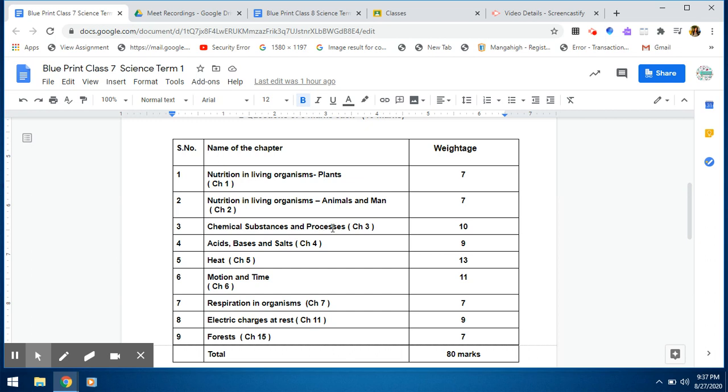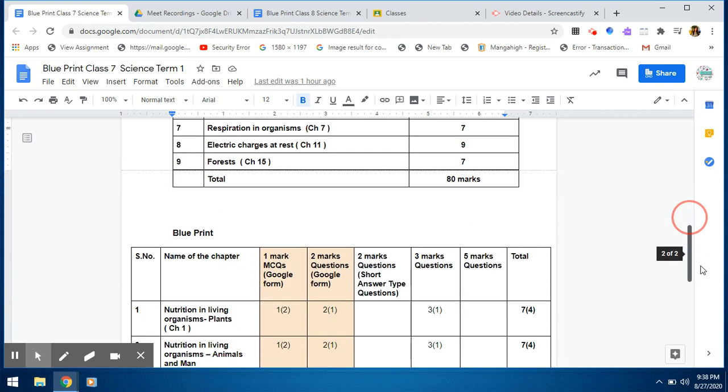Chemical substances and processes 10, acids, bases and salts 9, heat 13, motion and time 11, respiration in organisms 7, electric charges at rest 9, forest 7, and the total examination is of 80 marks.